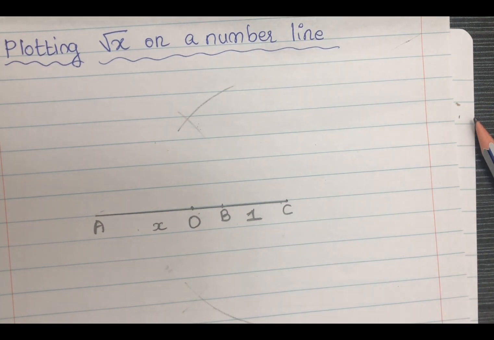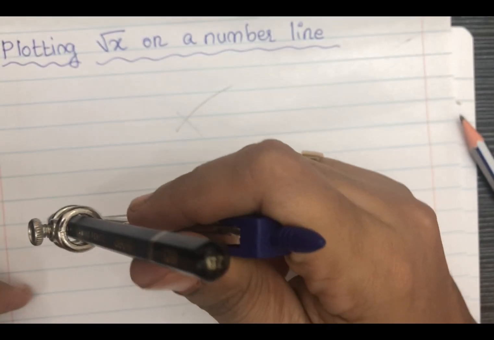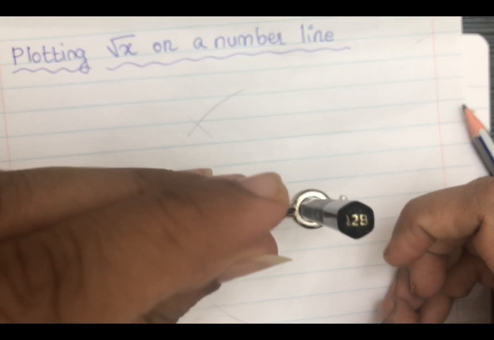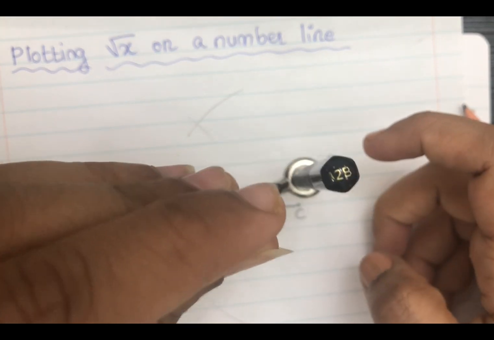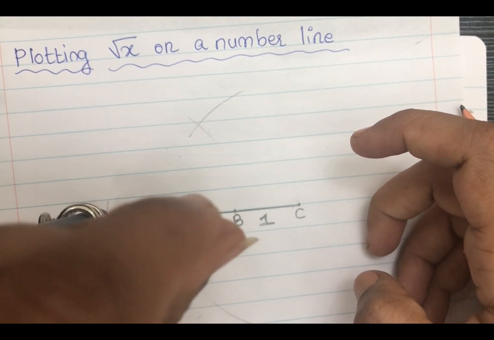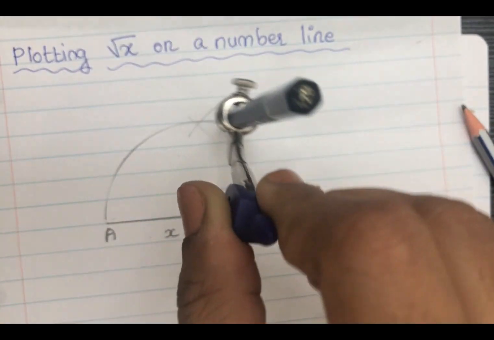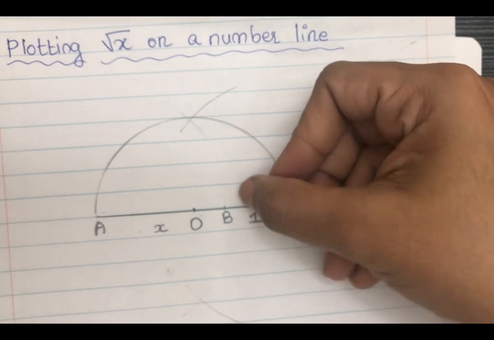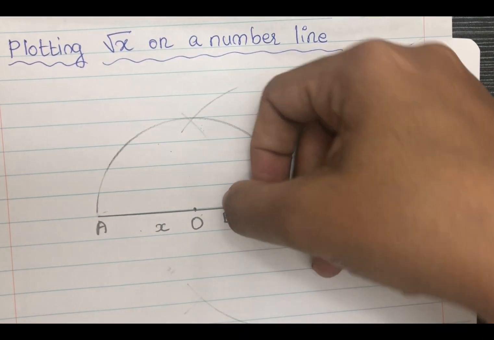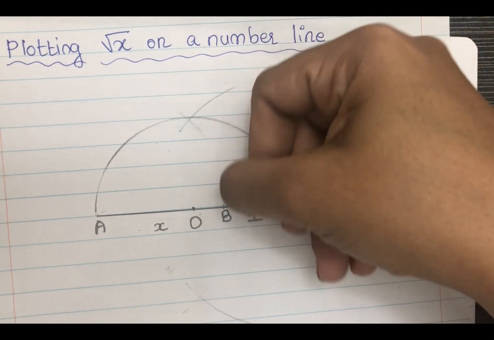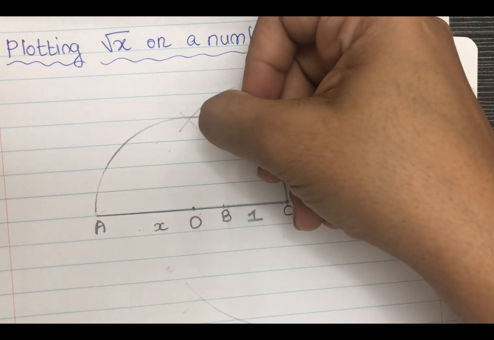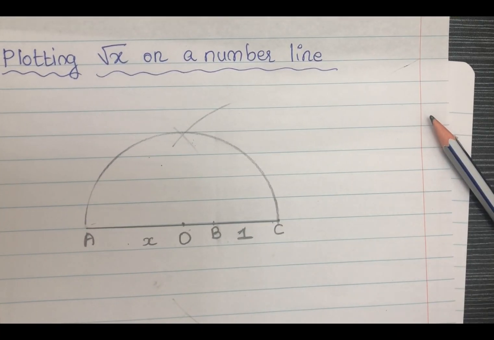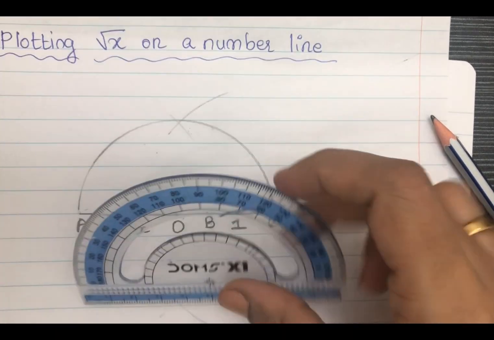So, with O as center and OA as radius, we'll draw a semicircle. Okay, we have drawn a semicircle. Now what do I need to do? I'll draw a perpendicular line through B so that it touches the semicircle. For this, I need the protractor.